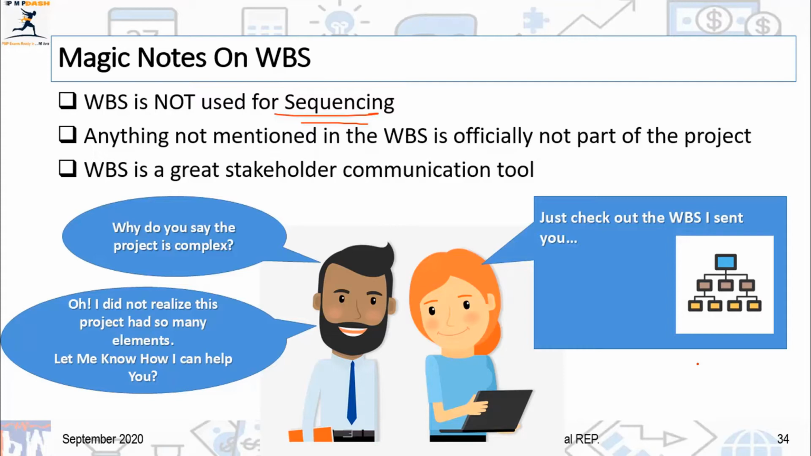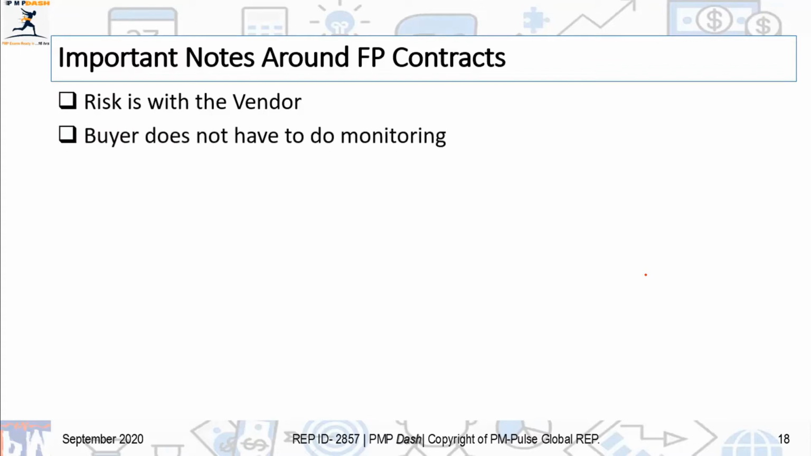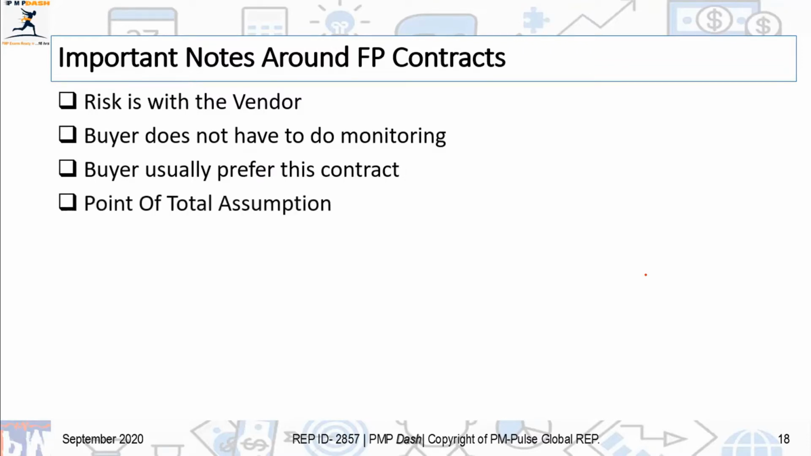It's very important that you stress on specific terms. Some important notes around FP contracts, which will directly affect the way you answer questions. Risk is with the vendor. In fact, if the question says, which is the most risky contract for the vendor, the answer is fixed price, any of the variants of fixed price contract. Buyer does not have to do monitoring. That's why it's most popular among buyers. Buyers usually prefer this contract.